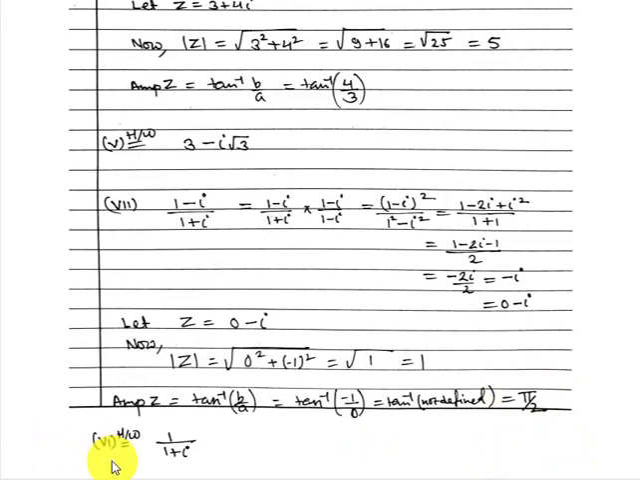And this question number 6 is your homework, same as 7. Here firstly you have to write this in the form of a plus ib, then proceed the same as this, whatever we have done till now.